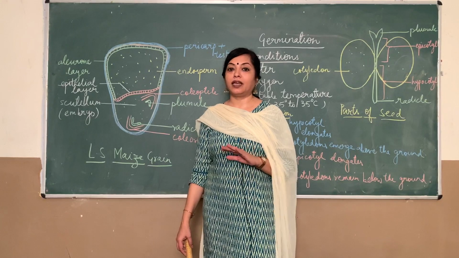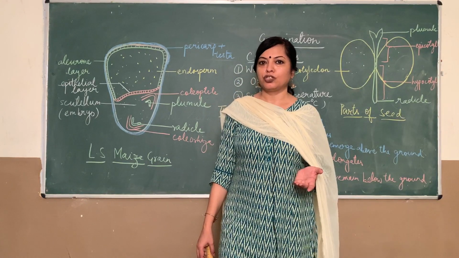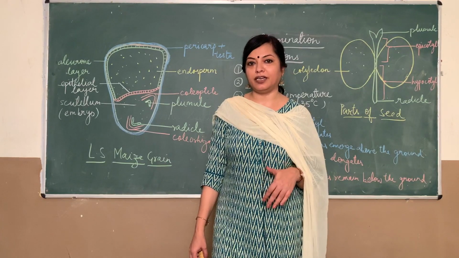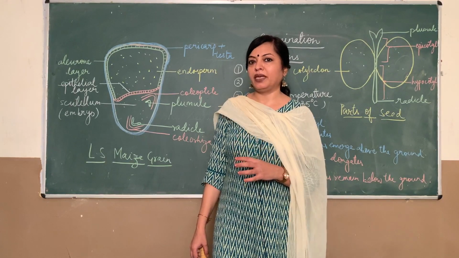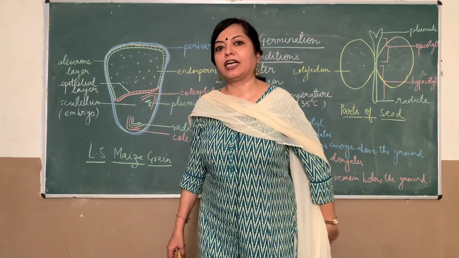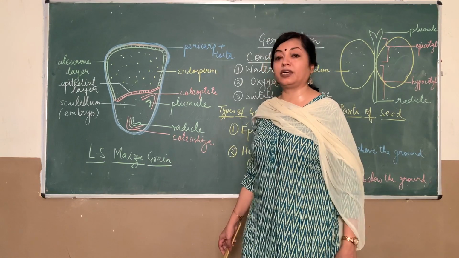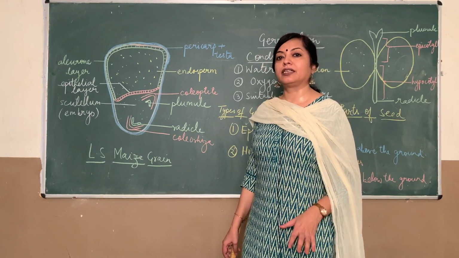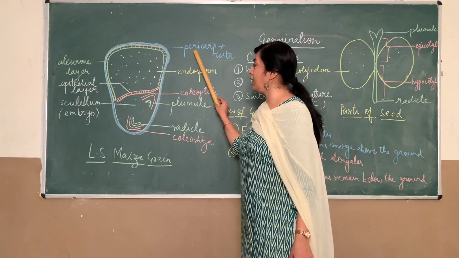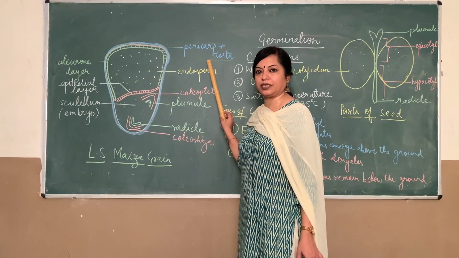So we can neither call it a seed nor call it a fruit. So what do we call it instead? A grain. So technically maize is a grain, although it's been explained under the lesson seed. At your level, if you call it a seed also, it's okay. But you need to understand that technically it is a grain, because the pericarp or the fruit wall is fused with the testa or the seed coat.